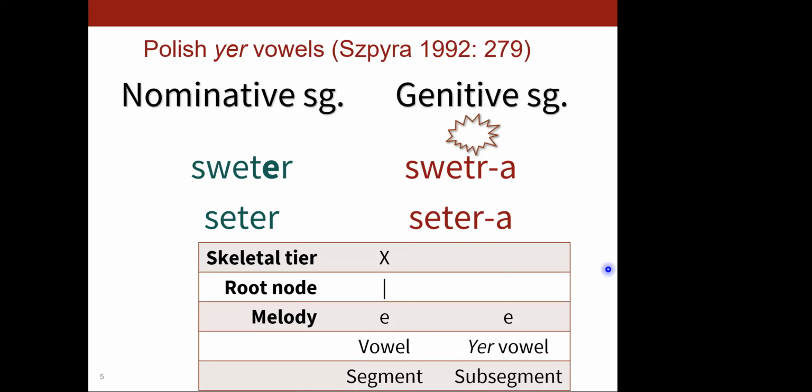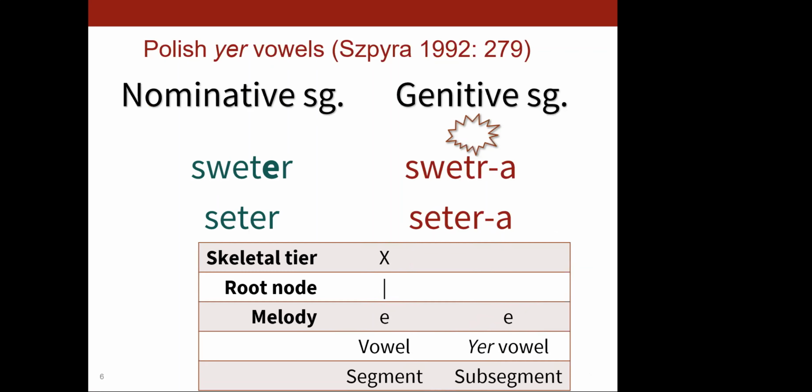A traditional analysis for this type of element has been to posit an underlying representation for the vowel in setter that is stronger than the underlying representation for the vowel in sweater. You can see how these two segments share the same melody, so they're pronounced the same, but the one in setter has this skeletal timing slot that hosts the melody that gives it a little bit extra oomph. It's a little bit harder to delete. This idea of a subsegment comes from the framework of autosegmental phonology.